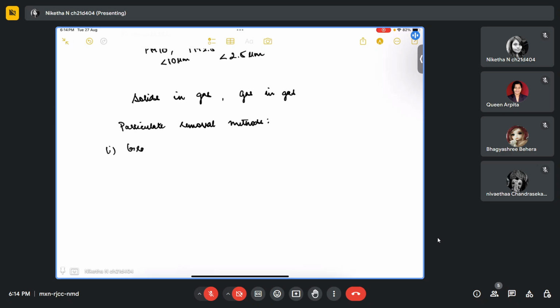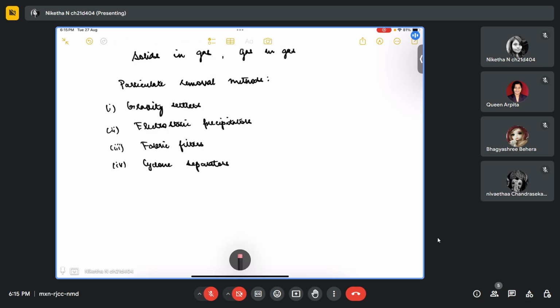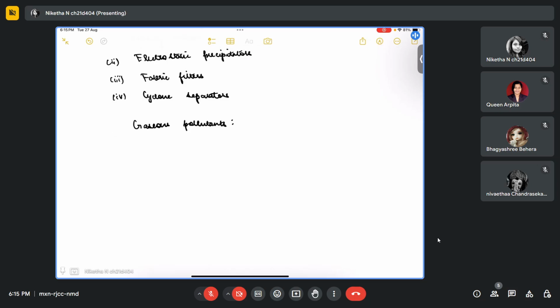So we can have gravity settlers, electrostatic precipitators, fabric filters, cyclone separators, and for removing gaseous pollutants, we will have methods like wet absorption and dry adsorption.